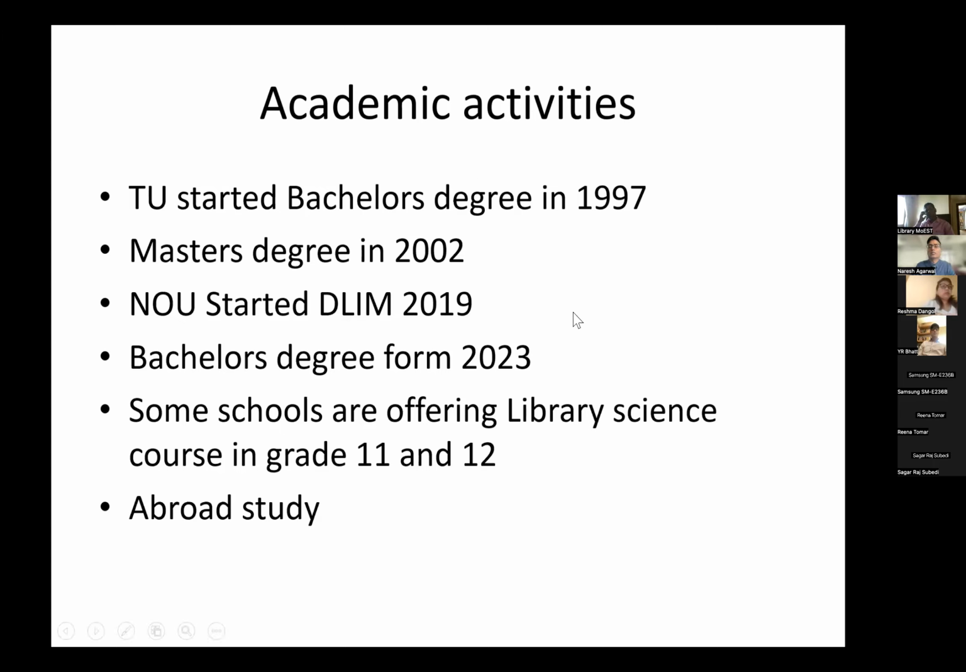And if we look at the government curriculum, in some chapters there is the use of libraries, and some classes mention it, but not in detail in the school level curriculum.